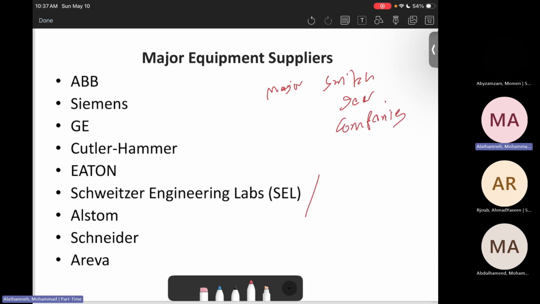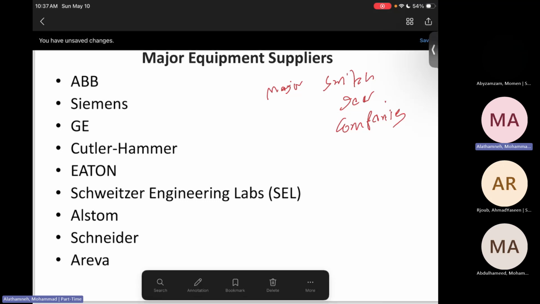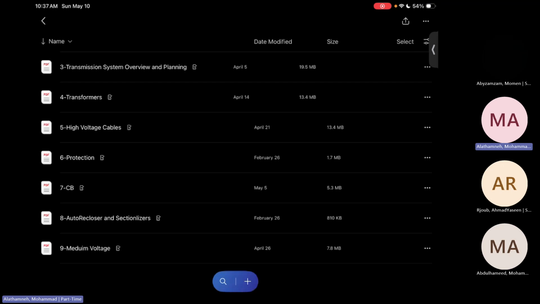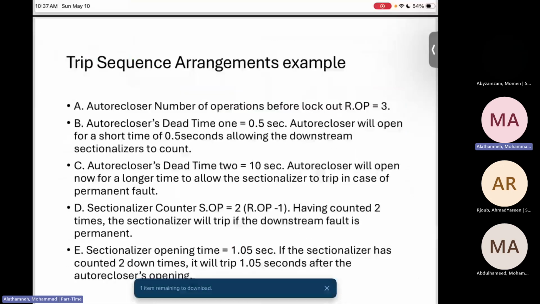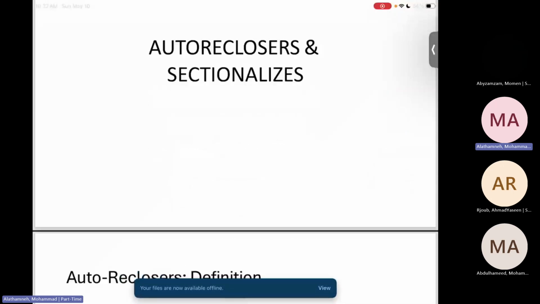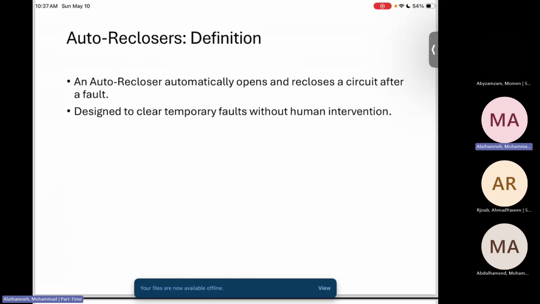Okay, now I believe we just finished the circuit breaker. Then in the next lecture, we will talk about auto recloser and sectionalizers. That will be the topic of the next lecture, inshallah.